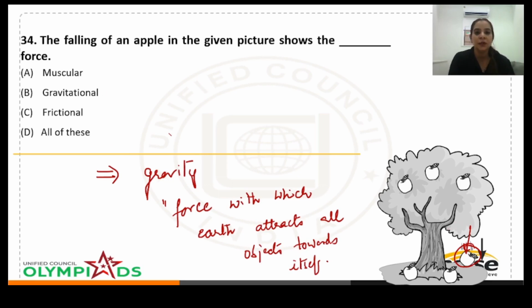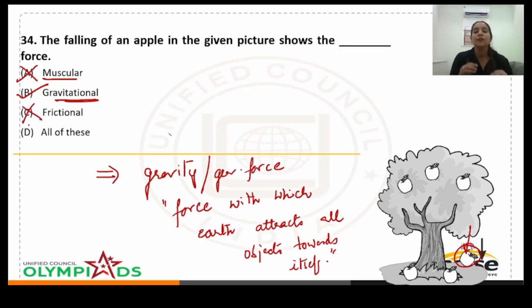So here option A says muscular force. No, muscular force is something which is exerted by muscles. For example, if you are carrying a suitcase, that is a muscular force. Gravitational force, true. Because gravitational force is the force with which the earth attracts all the objects towards it. So you can call it gravity, or you can call it gravitational force.